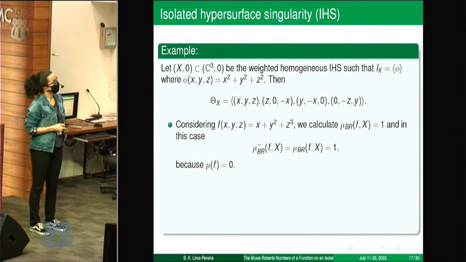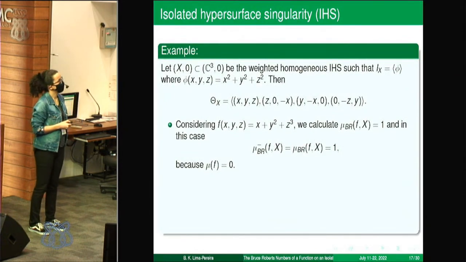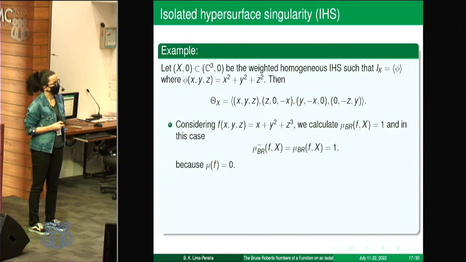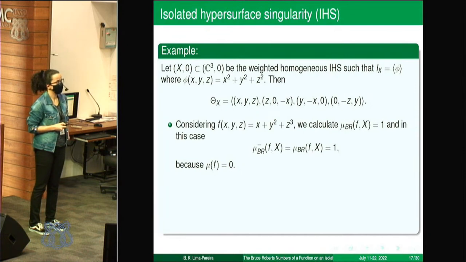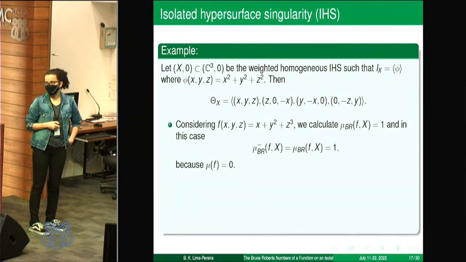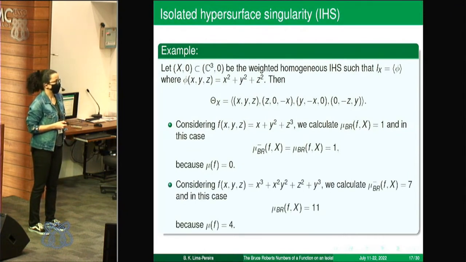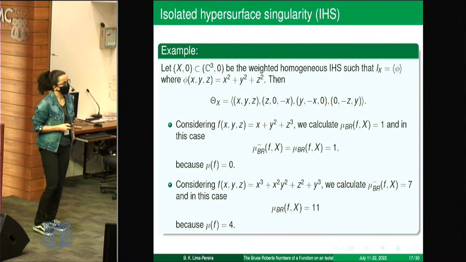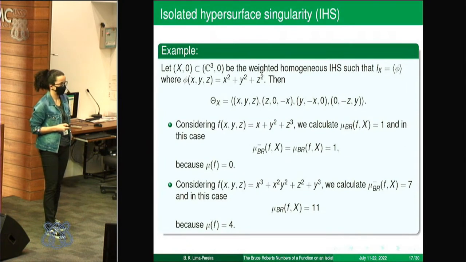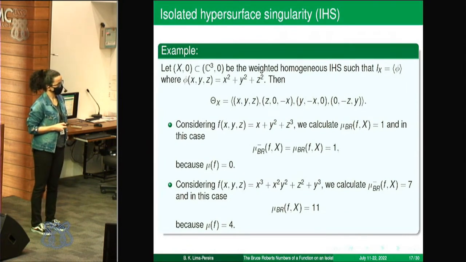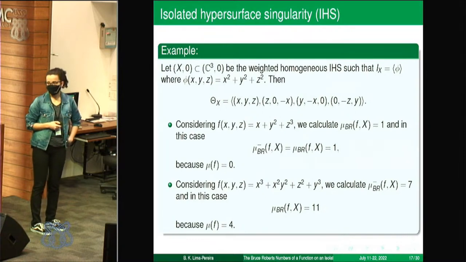And now, considering the previous example, we consider the hypersurface determined by this function germ. Theta X is generated by these vector fields, and in the first example, we consider this function germ, and we calculated the Bruce-Roberts number, okay? So in this case, the relative Bruce-Roberts number is equal to 1, because the Milnor number of f is equal to 0. In the second example, we consider this function germ, and we calculated the relative Bruce-Roberts number, and in this example, the Bruce-Roberts number is equal to 11, because in this case, the Milnor number is equal to 4. Okay?